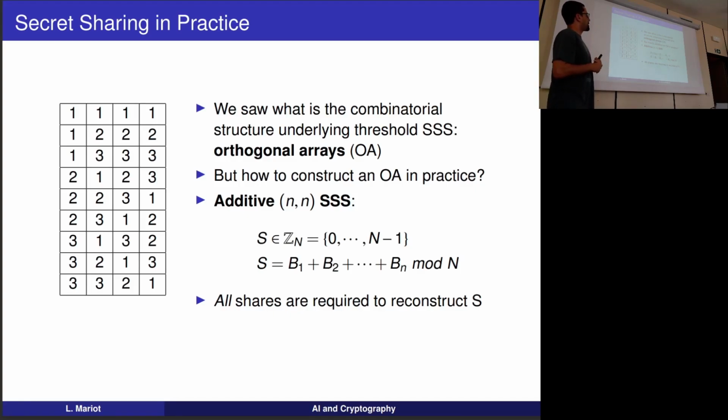This is okay, but in practice, how do we construct one of these orthogonal arrays? Because if we have something very, very big, like we want to share a secret key of 128 bits, then you can see that it is a problem to have the whole Latin square or the whole orthogonal array to share these. Maybe we don't even have enough memory in the whole universe, because it's such a huge number that we don't have enough atoms to represent these huge tables.